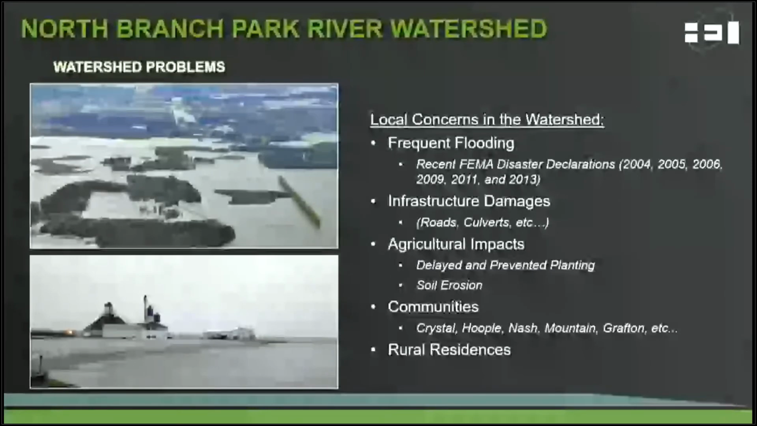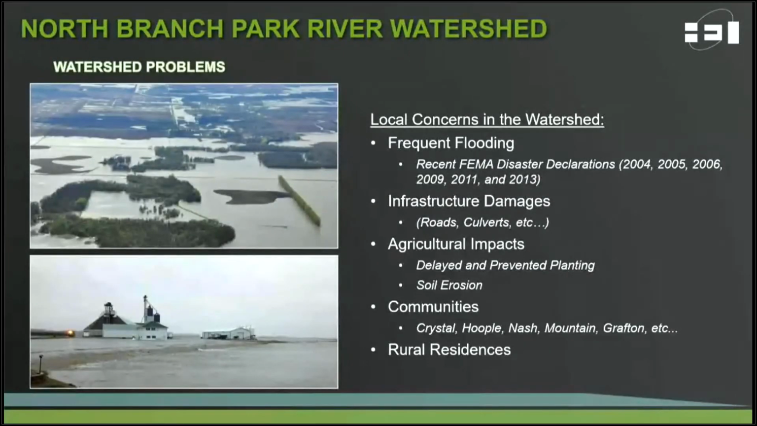But if we look at what the local issues are within the watershed, the issues that were first brought up by the local residents are all related to flooding. There have been very frequent FEMA disaster declarations within this particular area of the county. That flooding leads to pretty substantial infrastructure damages, agricultural damages, and community impacts throughout that area.